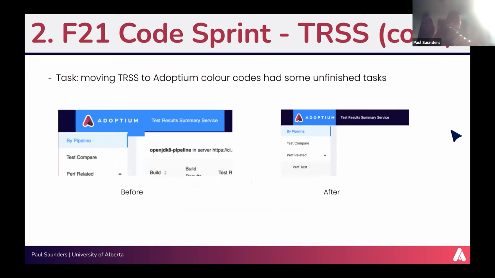Now, this TRSS moved to an Adoptium color code a little while back, but there were some small tasks that we had to take care of. Like, for instance, you can see on the left, it doesn't look good. That bar, or the HTML box, is much too low. There's no clear distinction between the logo and the title of the actual service. And so as shown on the right, we just made it look a little bit better. So there wasn't much to do here. It's just a task that we had to take care of purely for quality of experience.